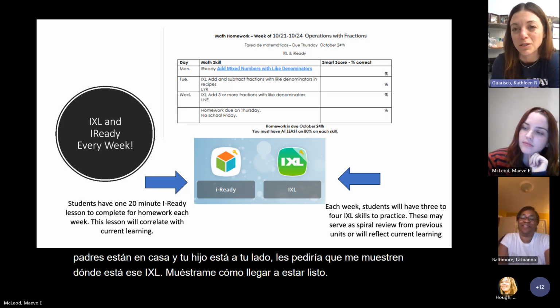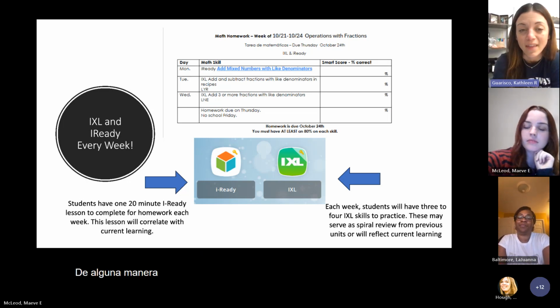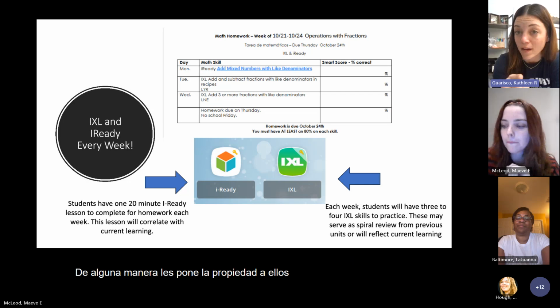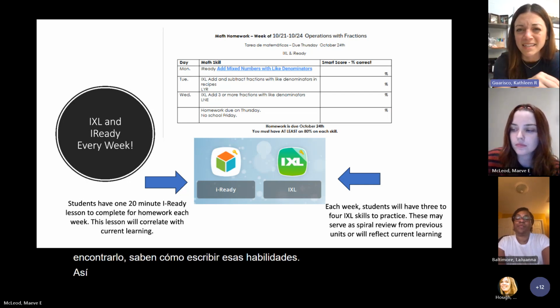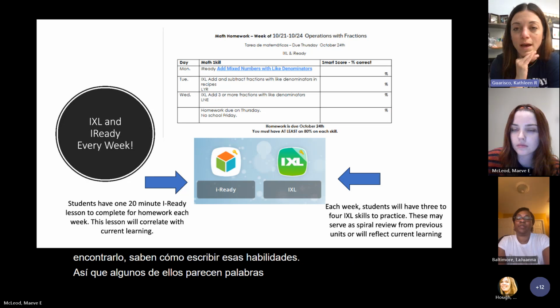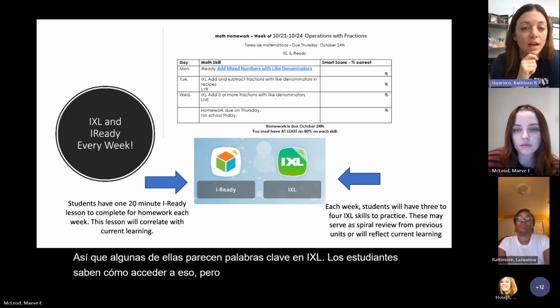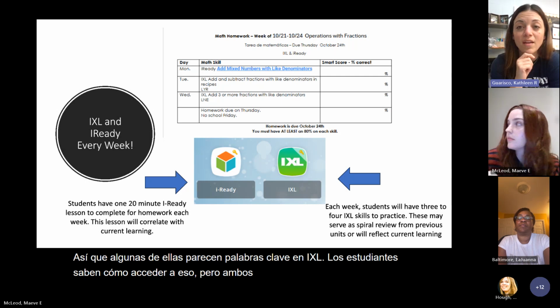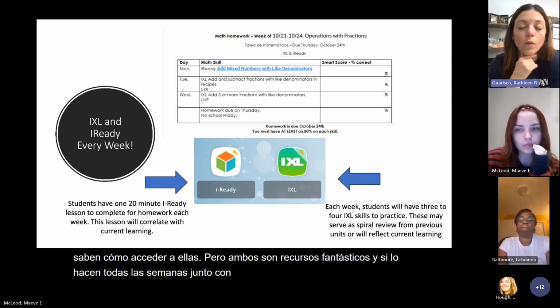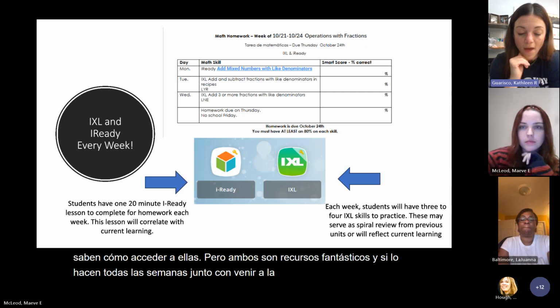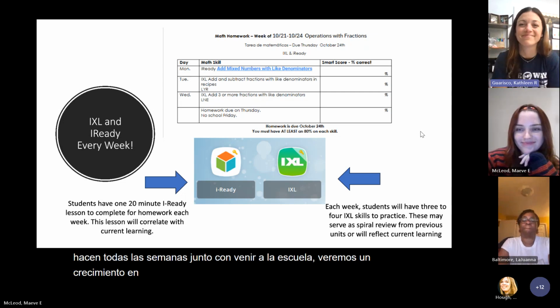It puts the ownership on them. They know where it is. They know how to find it. They know how to type in those skills. Some of it just looks like code words in IXL, and the students know how to access that. Both of those are fantastic resources. And if they are doing that every week alongside coming to school, we will see growth in their math. Thank you.